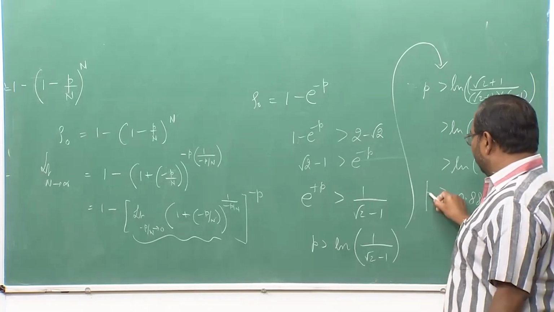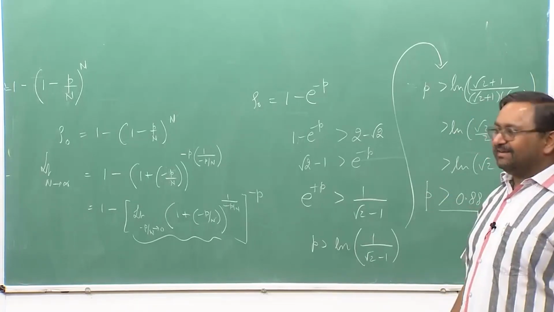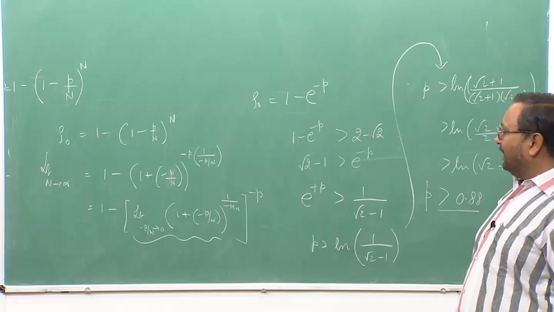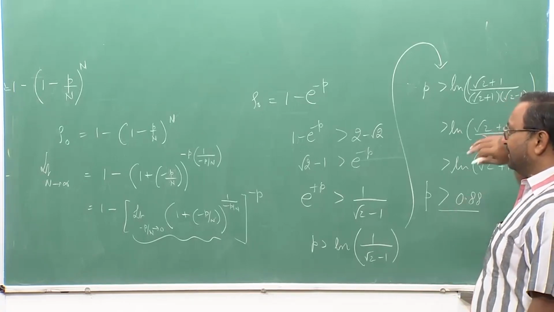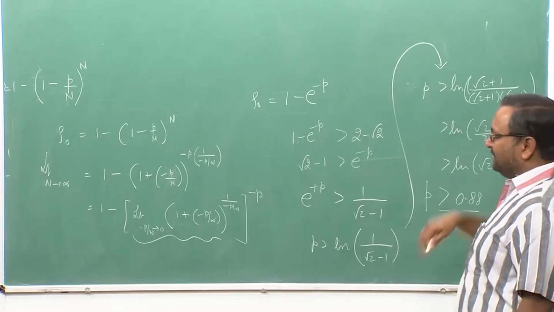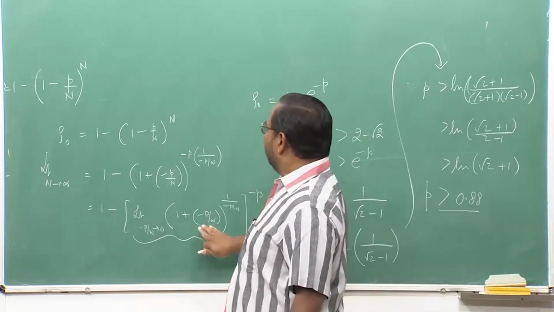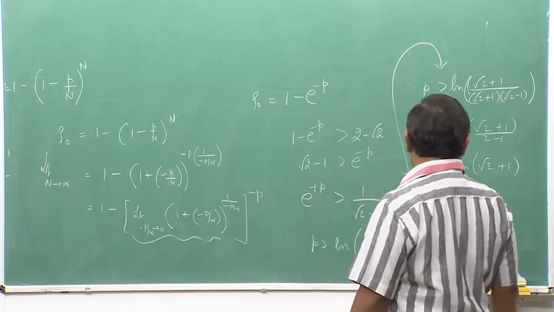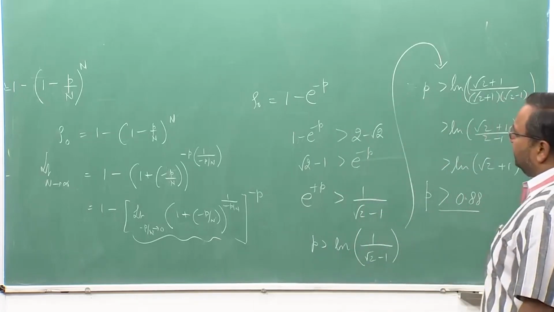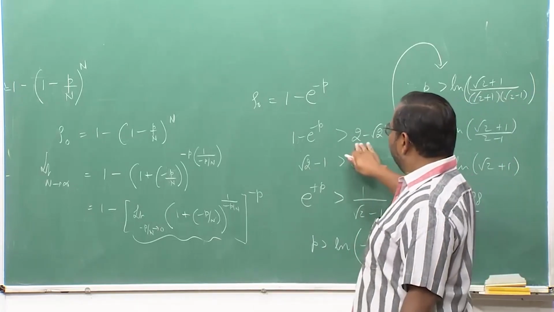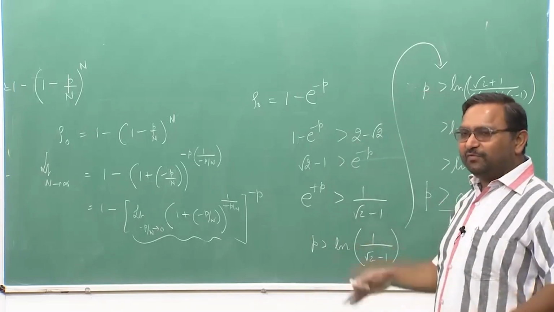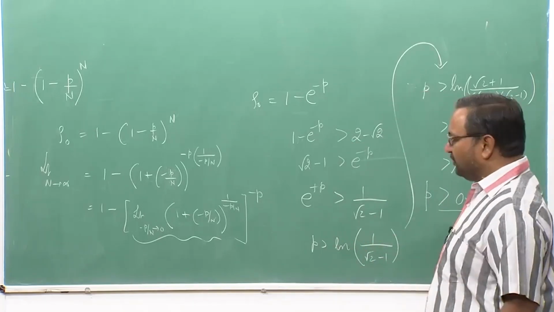So, whenever your P crosses 0.88, you get into a condition whereby this throughput is more than the throughput given for the saturation condition. Before this, the throughput will be smaller.